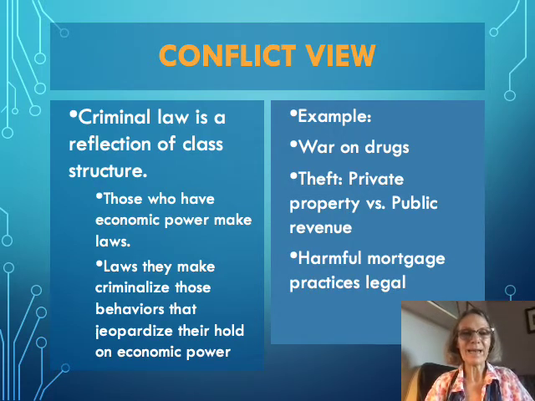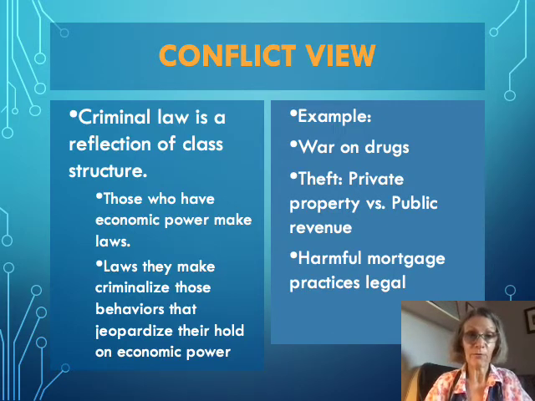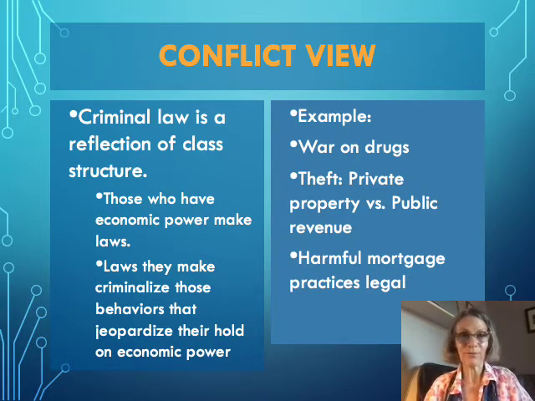And then a final example would be what we talked about earlier, keeping those harmful mortgage practices that bundle worthless mortgages, but then you can sell them and buy them and make a bunch of money off of them. It seems like those should be illegal practices, but those with economic power really benefit from not making those practices illegal. And thus, since those with economic power criminalize certain behaviors, they're not going to criminalize this behavior because they're getting an economic benefit from it. Okay, so that in a nutshell is the conflict view.